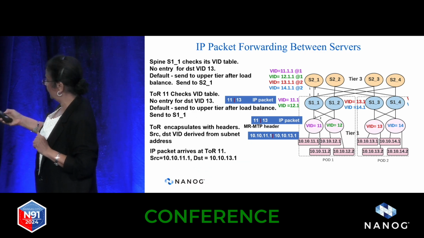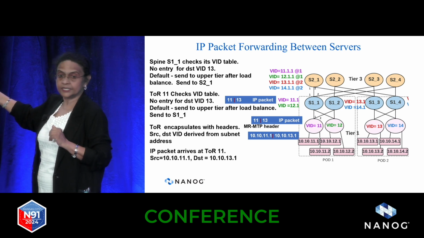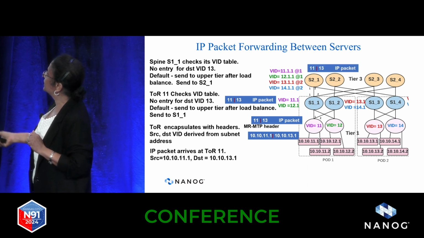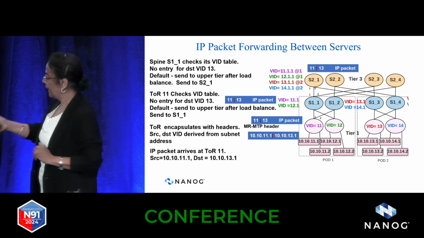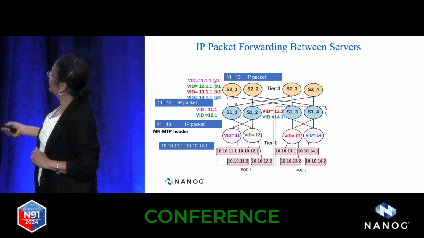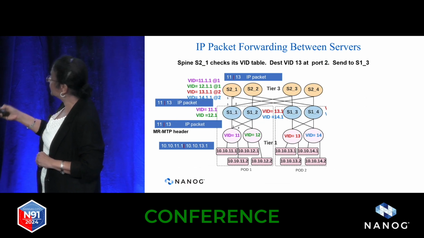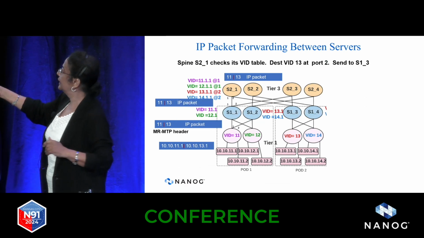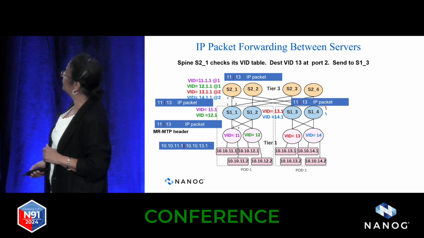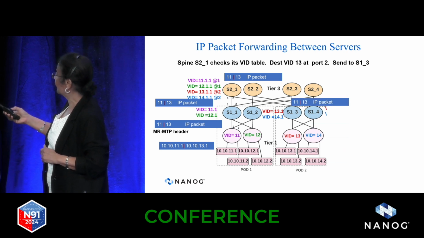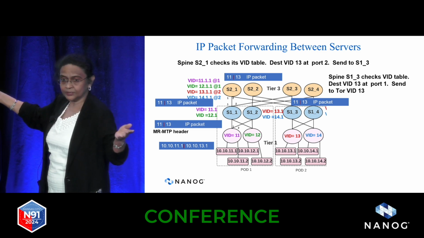So S11 will look at his routing table, no entries for destination VID 13, so he will send it to his upper tier, again after doing hashing, load balancing, and the packet then reaches S21. S21 looks at his VID table, and there he has 13 at port number 2. So he will then forward it to S13. S13 will check his VID table. 13 is here. I forgot to put the port number.